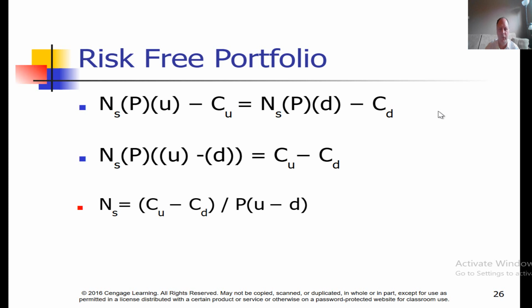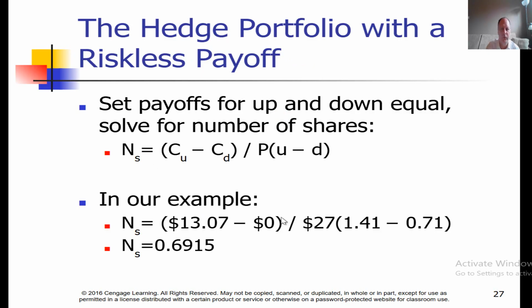We can rearrange this equation as shown here, taking Cu to the other side minus Cd, and taking N S P D to this side, so we get a minus D, and then we solve for N S. For a risk-free portfolio, the number of shares must equal C up minus C down divided by the stock price times P U minus P down. So we have this equation here. The hedge portfolio with a riskless payoff will invest in this number of shares.